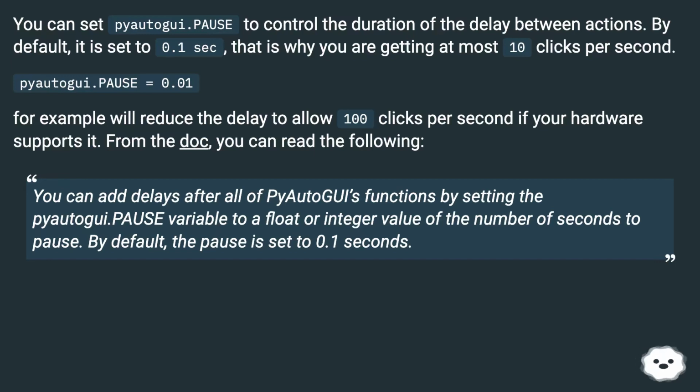From the doc, you can read the following. You can add delays after all of PyAutoGUI's functions by setting the pyautogui.PAUSE variable to a float or integer value of the number of seconds to pause. By default, the pause is set to 0.1 seconds.